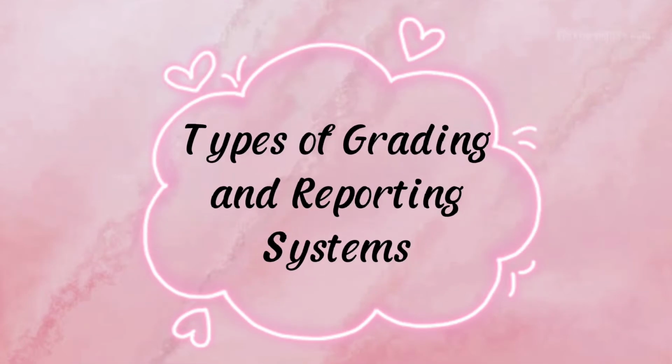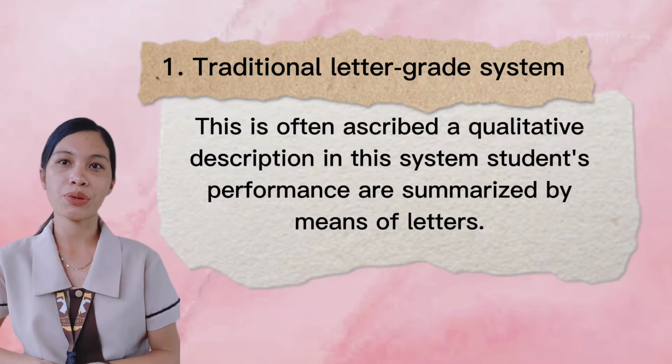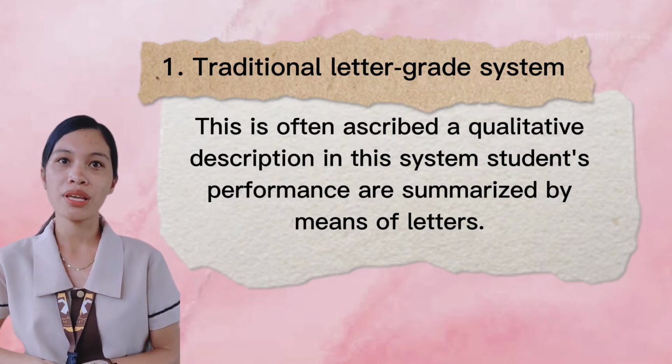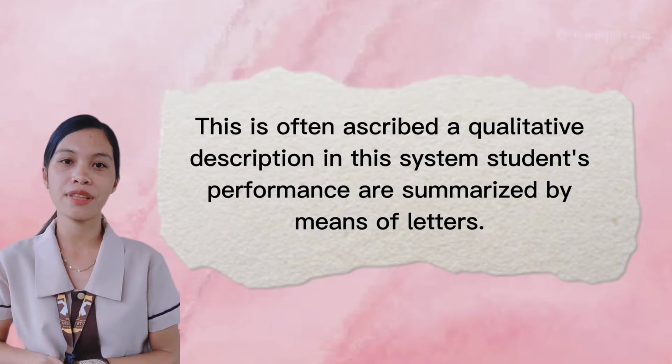Types of grading and reporting systems. Now, let us know what the types of grading and reporting system are. There are 6 types of grading and reporting system. First, the traditional letter grade system. This is often ascribed a qualitative description. In this system, students' performance is summarized by means of letters.